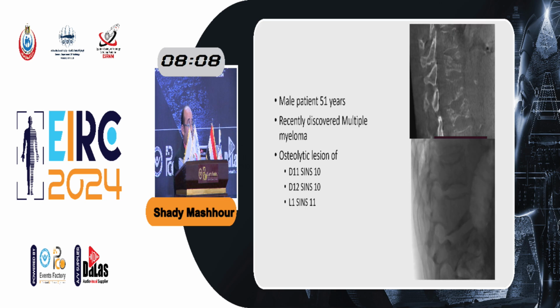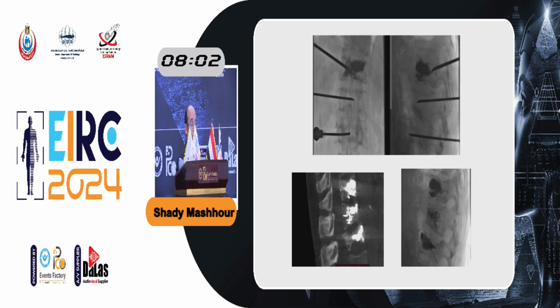The classical is vertebroplasty. This patient had multiple myeloma, 3 levels, SIN score of 10, 10, and 11. So we simply performed a 3-level vertebroplasty with good filling of the vertebral bodies and good control of pain.